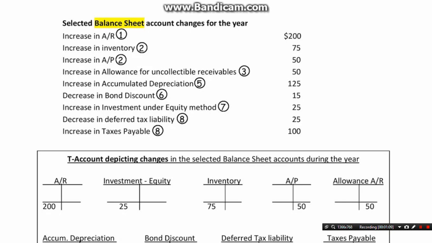The equity in earnings of investee on the income statement relates to the investment account on the balance sheet. So you've got number 7 for the increase in investment account. The income tax expense number on the income statement relates to deferred taxes and taxes payable on the balance sheet. So you've got number 8 for deferred tax liability and taxes payable changes. So we have identified the income statement items with the changes in accounts happening on the balance sheet. Now let's get back and solve it for the direct method first.